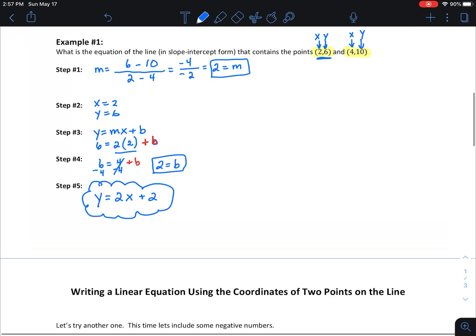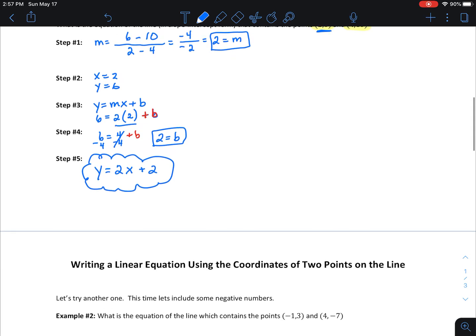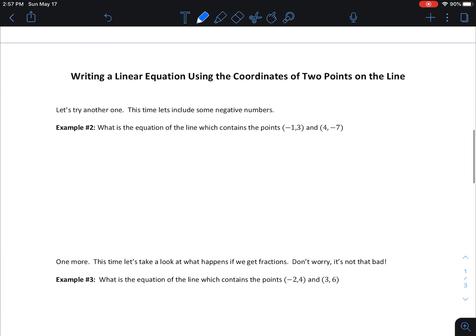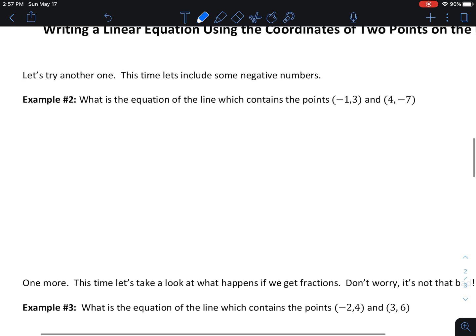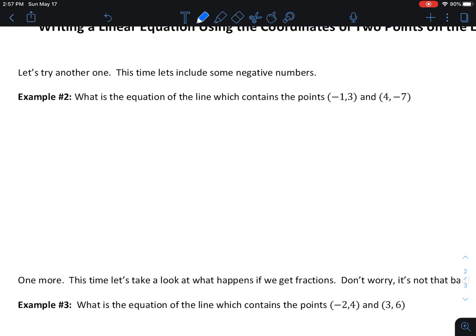Now that was a fairly easy example only because they were all positive numbers and the numbers are fairly small and you got integers. But let's take a look at another example. Okay, this time let's include some negative numbers. That way you can see the arithmetic that goes along with that. All right, so we're writing the equation of the line which contains the points (-1, 3) and (4, -7).